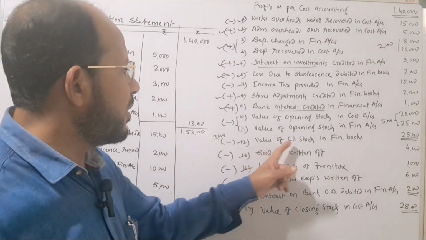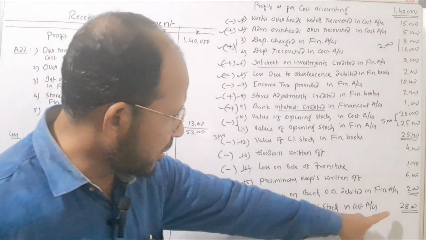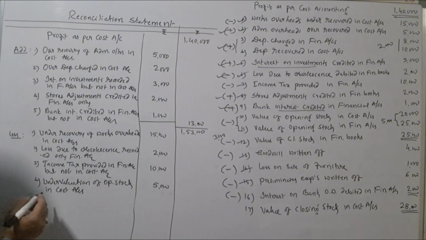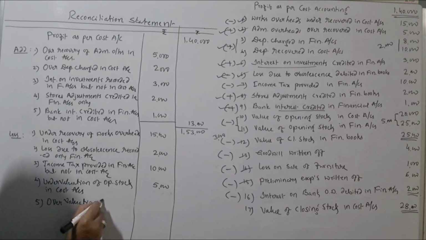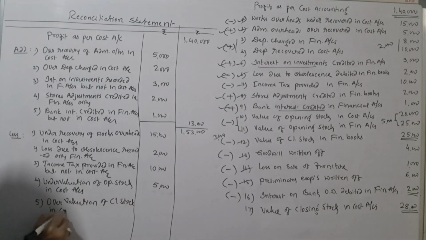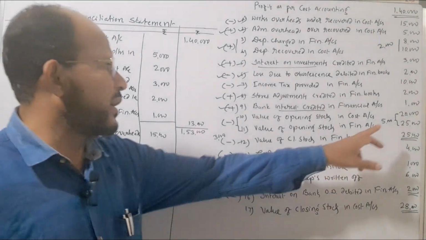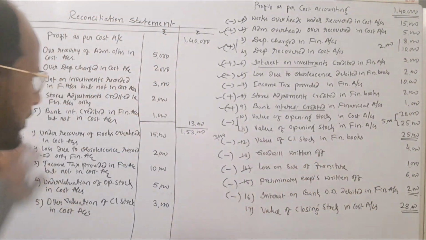Next one is value of closing stock in financial books. 28,000 is there, and here closing stock in cost accounts. Here in case of cost accounts it is overvaluation. That is why here I am going to write overvaluation of closing stock in cost accounts. Only the difference is to be taken. 28,000 minus 25,000. Okay.